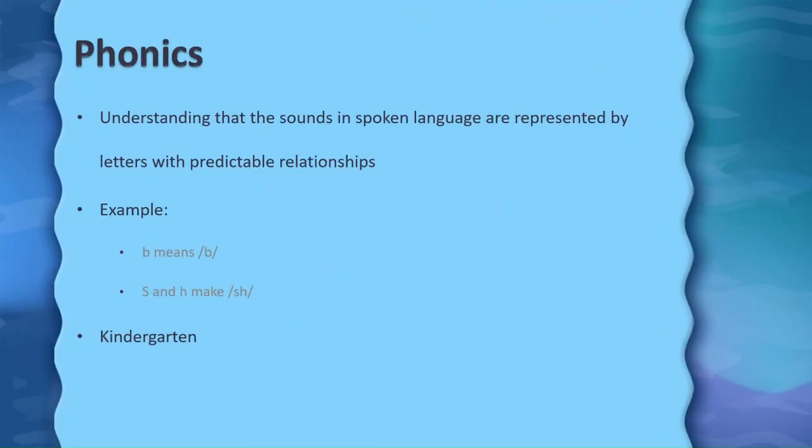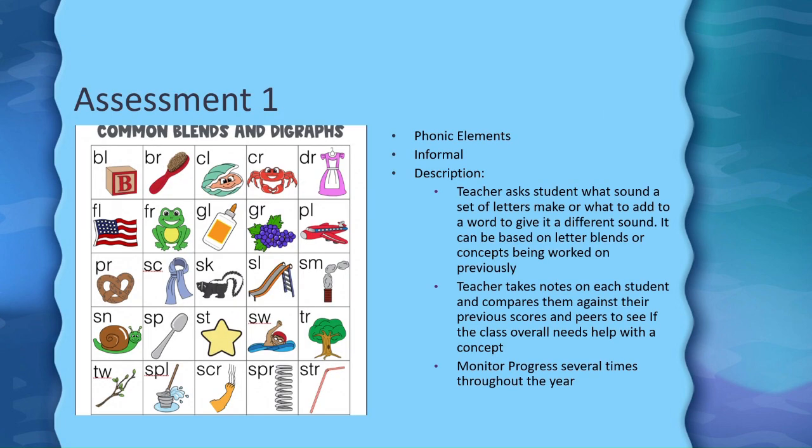Next, we have phonics, which is the understanding that the sounds in spoken language are represented by letters with predictable relationships. So for example, the letter B means the sound b, b. And also the letters S and H put together make the sound sh. So this is a skill that is mostly developed during kindergarten, and is a predecessor to starting to read.